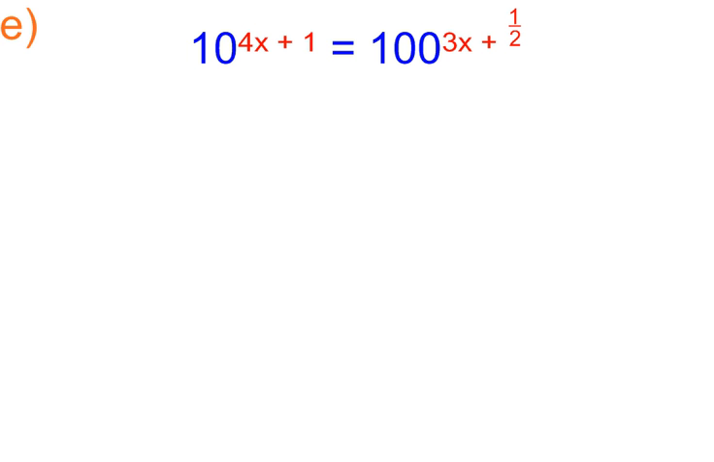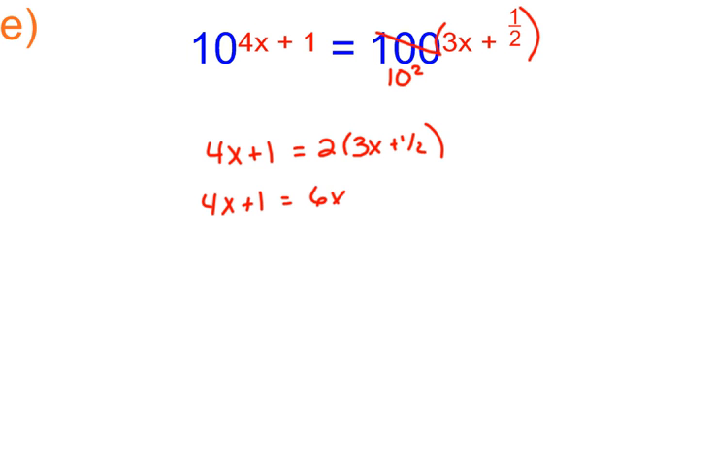And then we'll go to E. This one does not have the same base, but hopefully you guys can come up with the same base. What could I make 100 turn into? 10 squared, right? I could rewrite this as 10 squared. So then it'd be times this. So I'd have 4x plus 1, because now they're both a base 10, equals 2 times 3x plus a half. So as I distribute that 2, I would get 6x plus 1. And I'm going to go ahead and solve for x here.